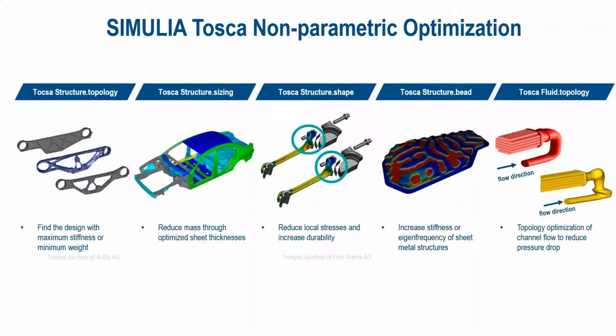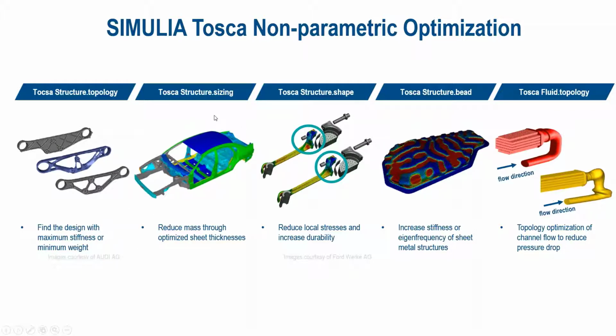Tosca capabilities is the non-parametric optimization that we offer. It comes in some different flavors here. So Tosca Structure Topology Optimization is the tool that allows removing material, taking into account that there are some restrictions or design targets for stiffness and stresses and so forth to be met. So basically providing the lightest possible structure.